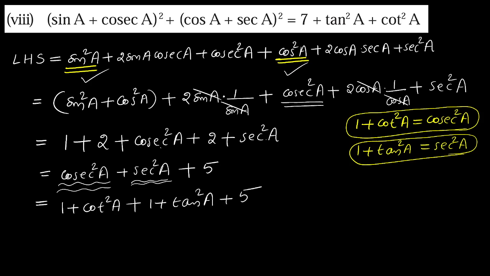Plus 5. Some mistake? No mistake. 1 plus 1, 2. 2 plus 5, 7. The order you can change as you wish. Tan square plus cot square. This is the RHS. So I proved that LHS equals RHS. So you have to be thorough with the identities.